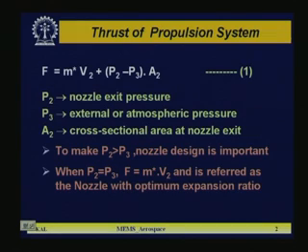To make P2 greater than P3, nozzle design is very important, because here P2 minus P3 relates directly to the nozzle exit pressure, and the nozzle exit pressure depends on the design of the nozzle. When P2 equal to P3, then F is equal to m star dot V2 and is referred to as the nozzle with optimum expansion ratio. When P2 equal to P3, at that particular moment the F equal to m star dot V2.